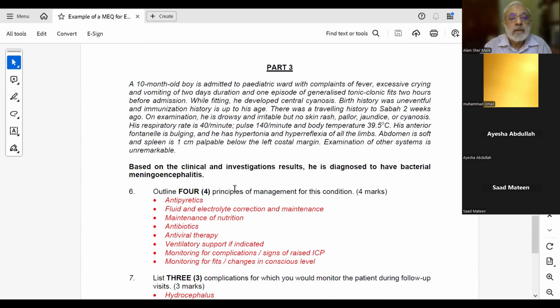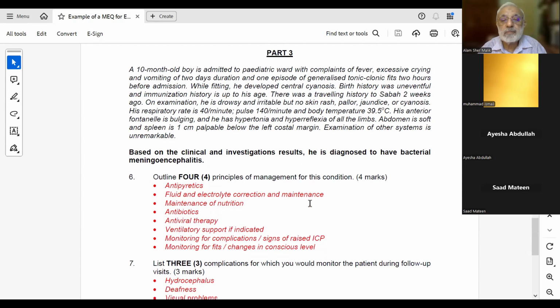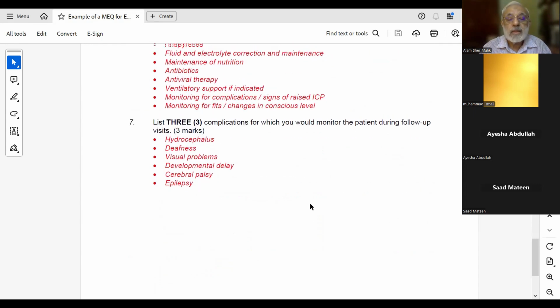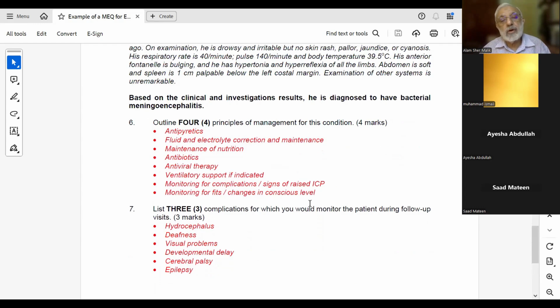And now we reveal the diagnosis here: based on the clinical and investigation results, he is diagnosed to have bacterial meningoencephalitis. Outline 4 principles of management for his condition. And again, list 3 complications for which you would monitor this patient during follow-up. So this is an example of a modified essay question, which has multiple parts.